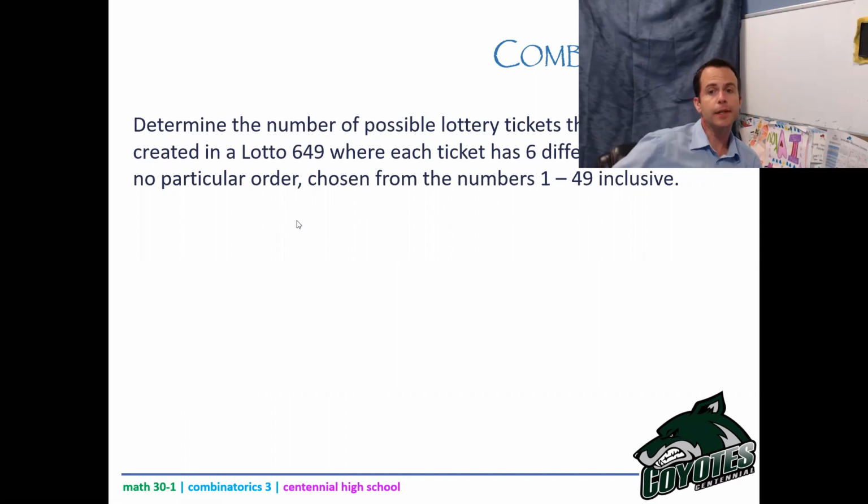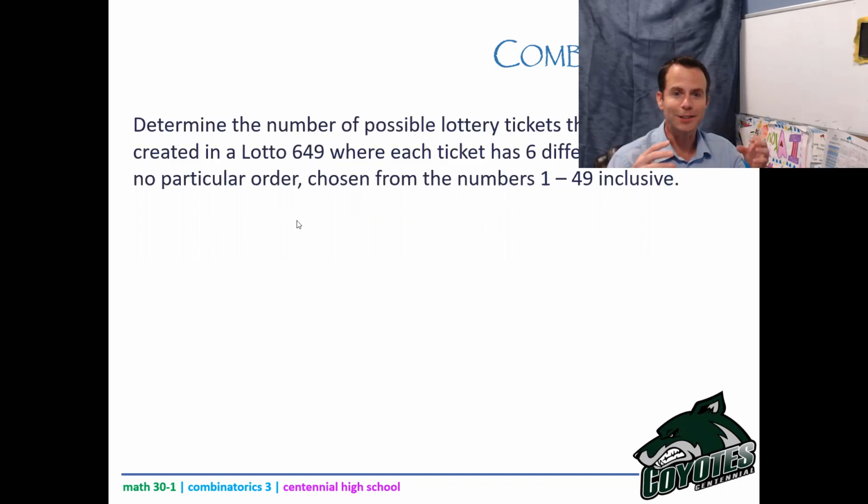Okay, determine the number of possible lottery tickets that can be created in a Lotto 649. Now, the reason Lotto 649 is named Lotto 649 is because you're choosing 6 numbers from the numbers 1 to 49, okay? The order of those numbers don't matter when it's drawn, like whenever they draw these things.